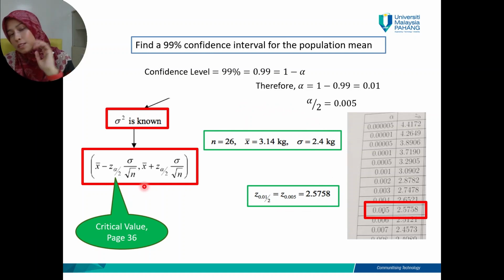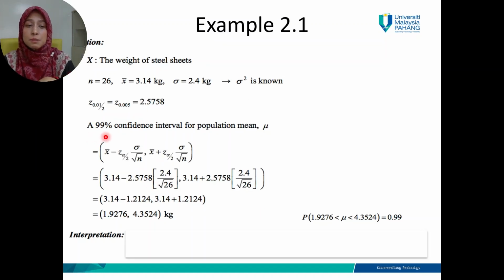Once you have all the values needed to use this formula, then you can start your calculation. A 99% confidence interval for the population mean mu is given by 3.14 minus 2.5758 multiplied by 2.4 divided by square root of 26. This is the formula to find the lower boundary, which will give you 1.9276. As for the upper boundary, it's actually the same thing. It's just that here it is minus and here it is plus. So 3.14 plus 2.5758 multiplied by 2.4 divided by square root of 26.